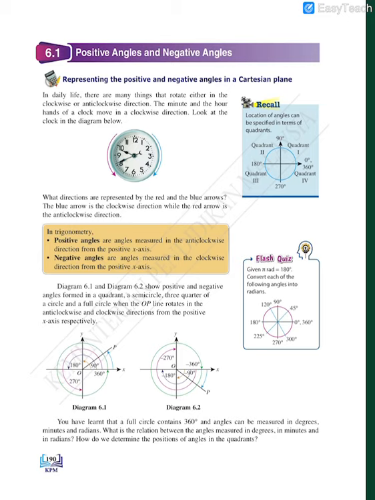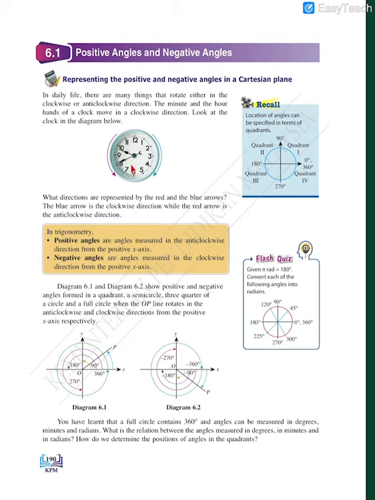The first one, what we have here. Okay, 6.1, positive angle and negative angle. Kita nak belajar tentang sudut positif dengan sudut negatif. So, are you ready? Okay, let's read together. So, in daily life, there are many things that rotate either in the clockwise or anti-clockwise direction. The minute and the hour hands of a clock move in a clockwise direction. So, look at the clock in the diagram below.